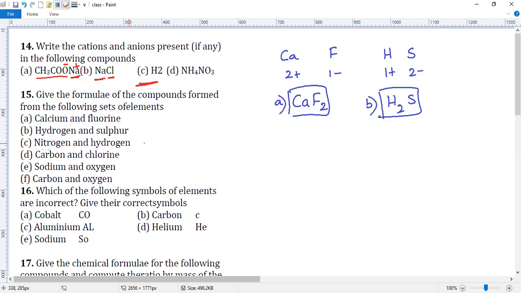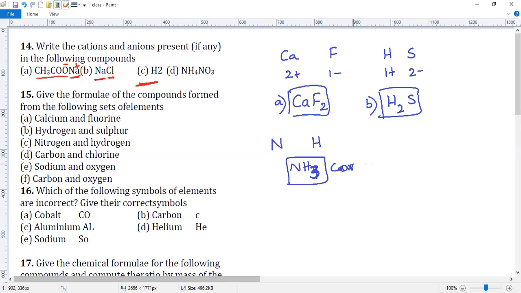For subdivision C, nitrogen and hydrogen. Nitrogen and hydrogen, they will form ammonia. Nitrogen and hydrogen will form which compound? Ammonia. Ma'am, if ammonia is NH3, what is NH4? It is ammonium. NH3 is complete. NH4 is not complete. NH3 has got a covalent bond in it.